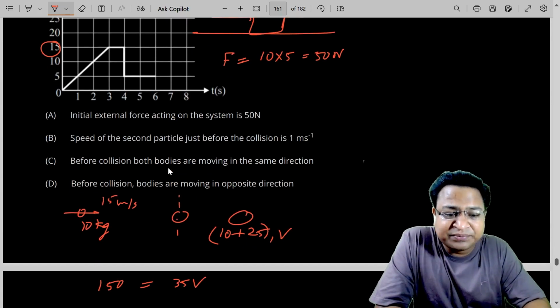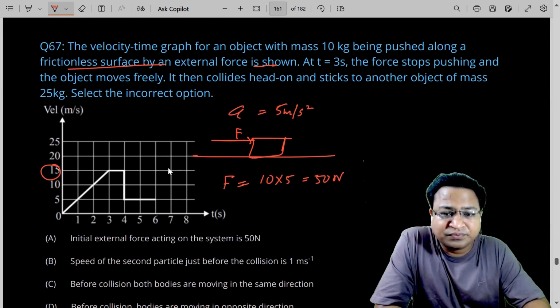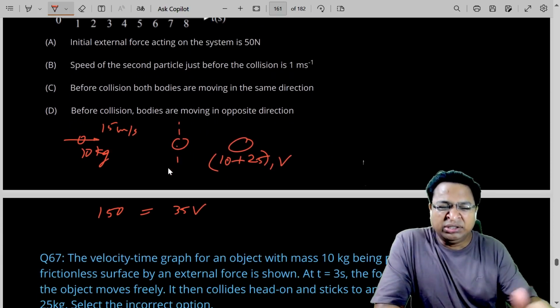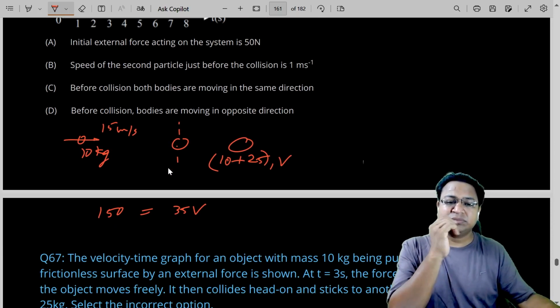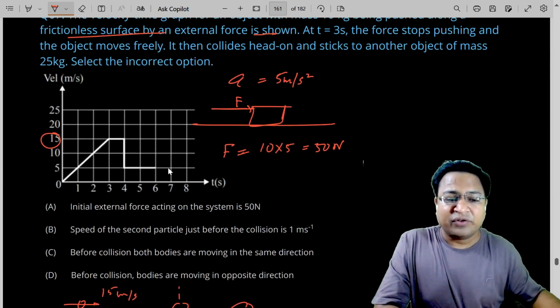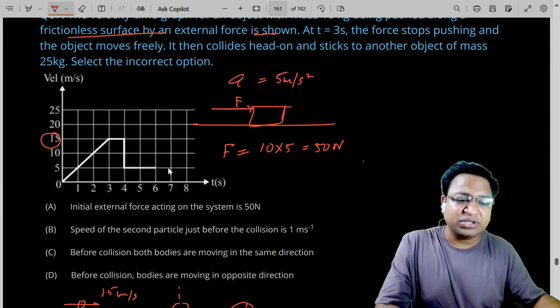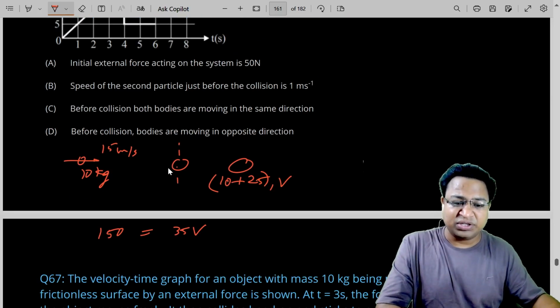Check this, is this correct? No. The question says that from the graph, it is evident that after the collision, they start moving with a velocity of 5 actually. So we know the value of V actually, it is 5. The combined mass is moving with value 5.